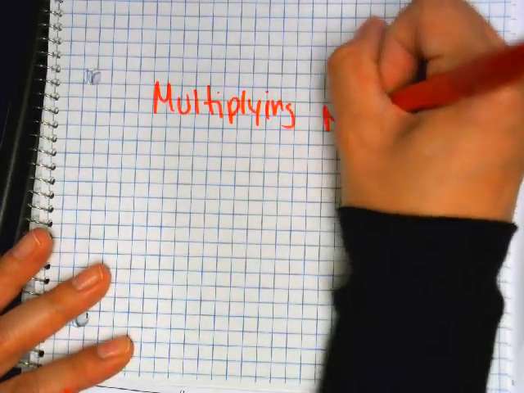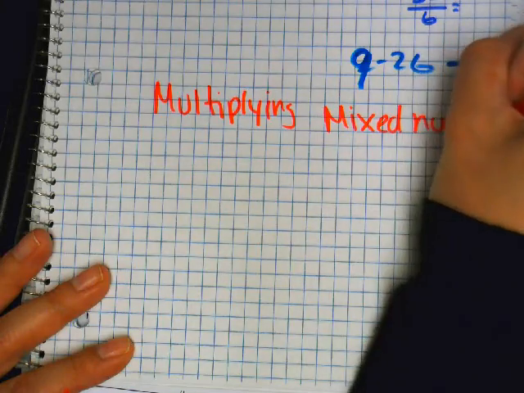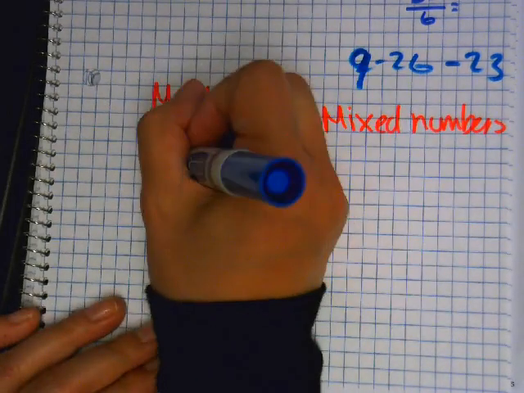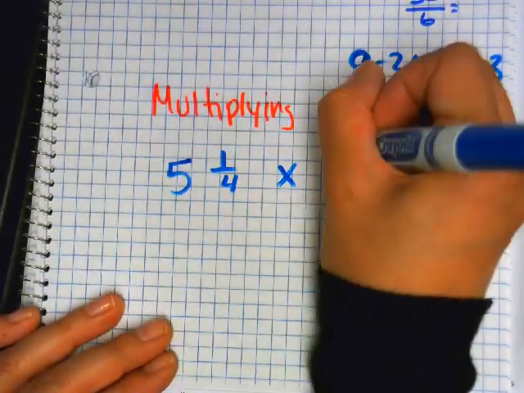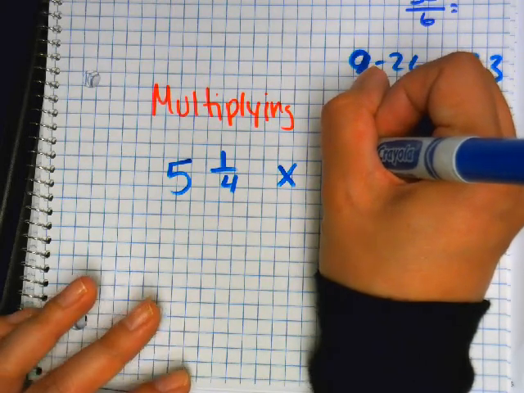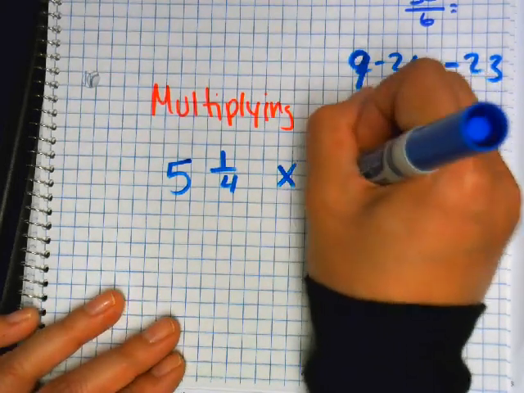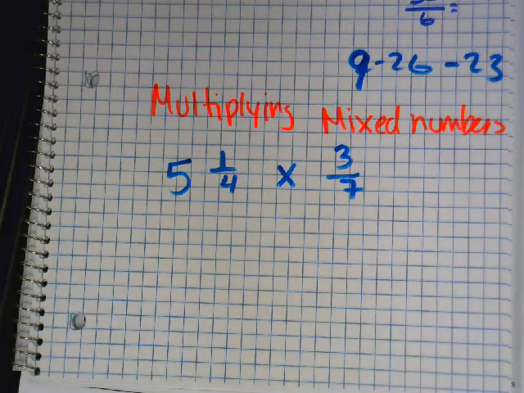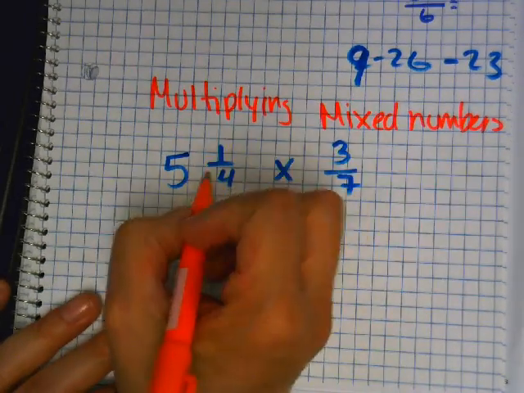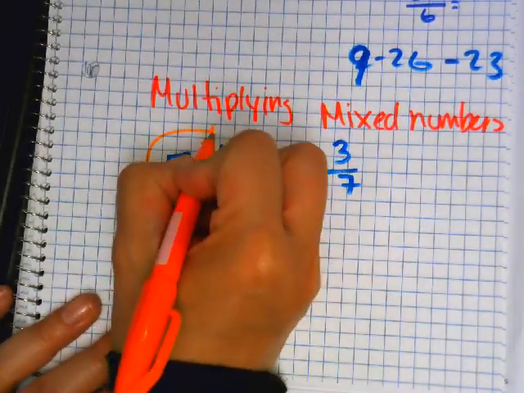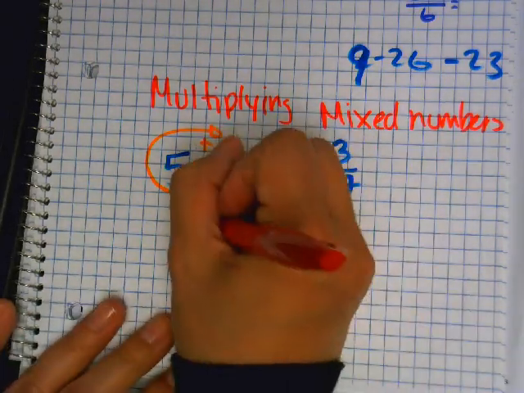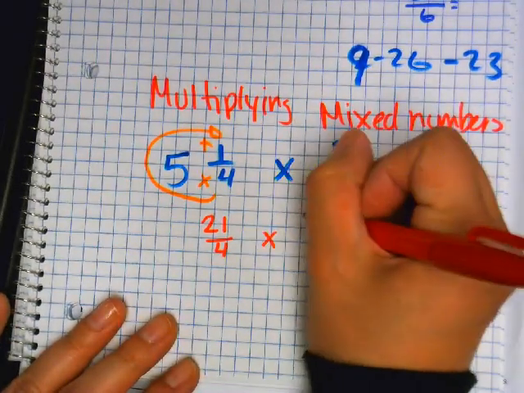Multiplying mixed numbers. I kind of did this already with you yesterday, so we'll do it real fast again. What if I have 5 1/4 times 3/7? What do I have to do first? Multiply 5 and 4 and add 1. Yep, turn it into an improper fraction. What's my improper fraction? 21/4 times 3/7.